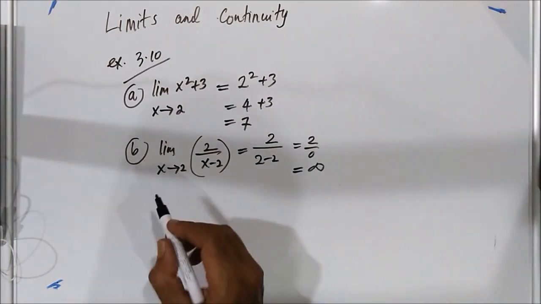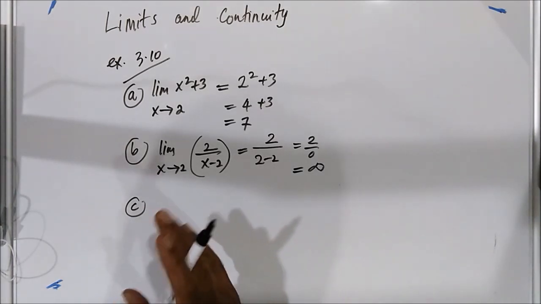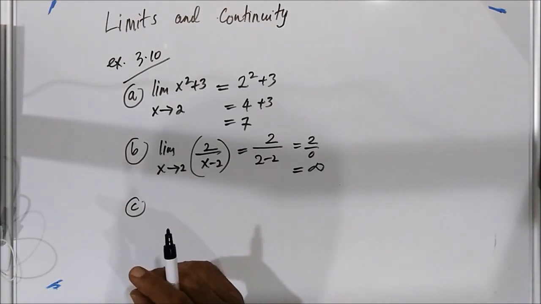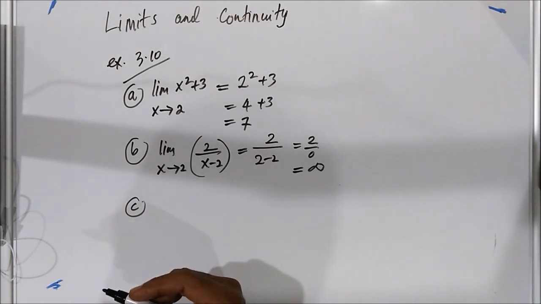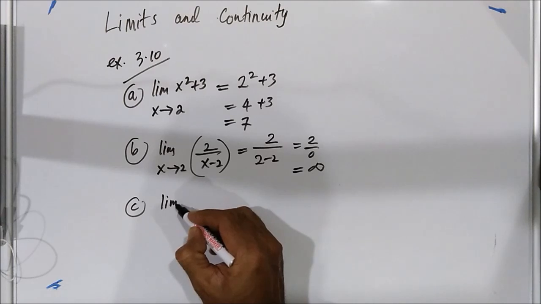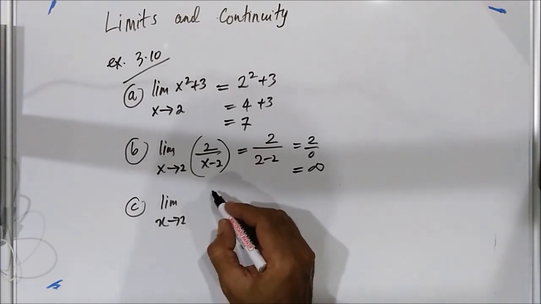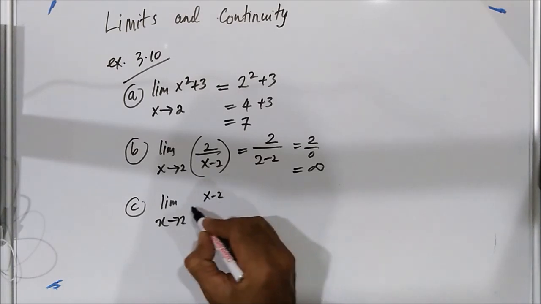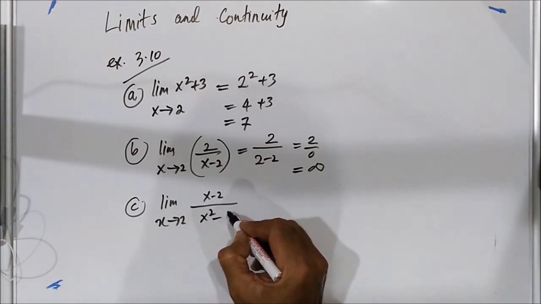Then C. Now, C is quite complicated. C is quite tricky. So we have the function in terms of what you call a rational function. I want to find the limit as x approaches 2 of a rational function: x minus 2 divided by x squared minus 4.